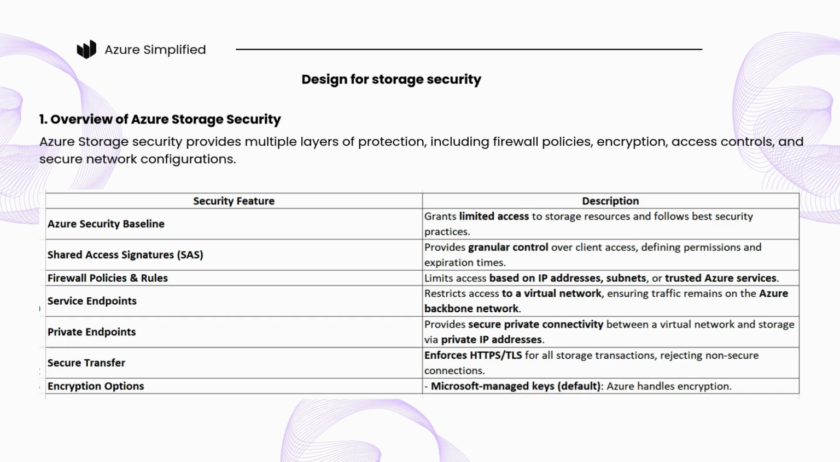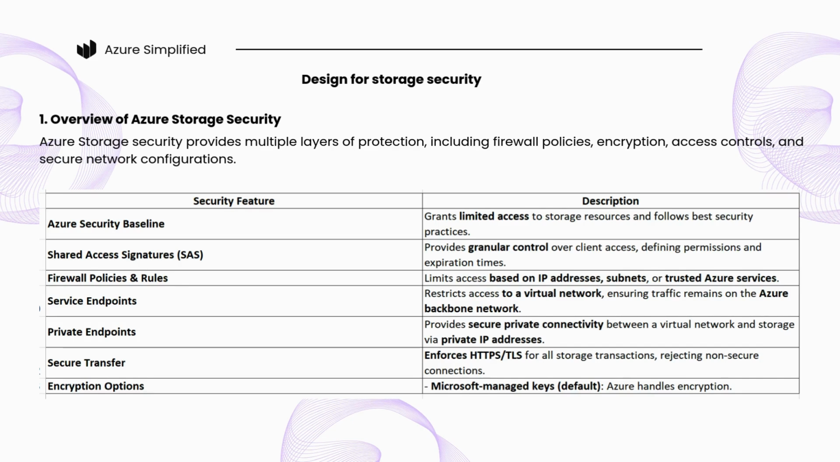3. Firewall Policies and Rules. Restricts access based on IP addresses, subnets, or trusted Azure services. Enhances security by blocking unauthorized external access. 4. Service Endpoints. Restricts access to a virtual network. Ensures that storage traffic remains on the Azure backbone network, reducing exposure to public internet threats. 5. Private Endpoints. Provides secure private connectivity between a virtual network and storage. Uses private IP addresses to ensure secure communication.